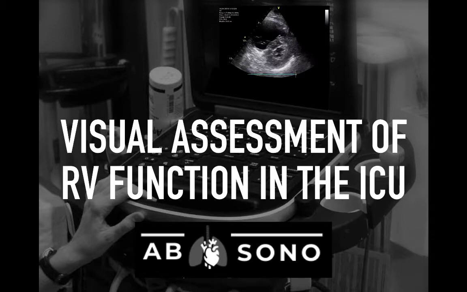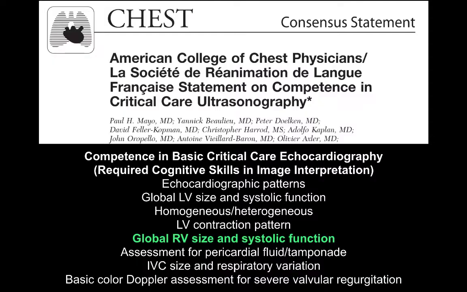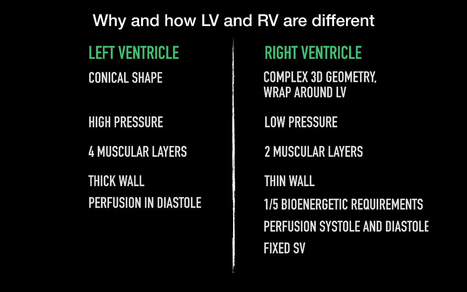This tutorial will review visual assessment of the RV function in the ICU in critically ill patients. In this case, we're going to focus on global RV size and systolic function. Although it's only one area, in comparison to the LV it has many more confounders and in some ways is much more abstract. So why are they so different?